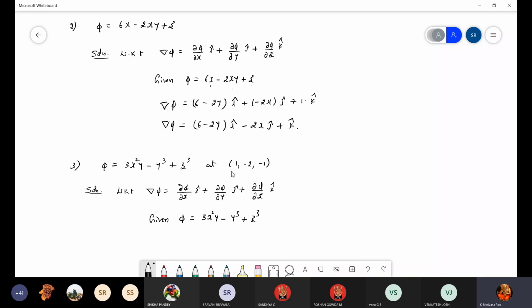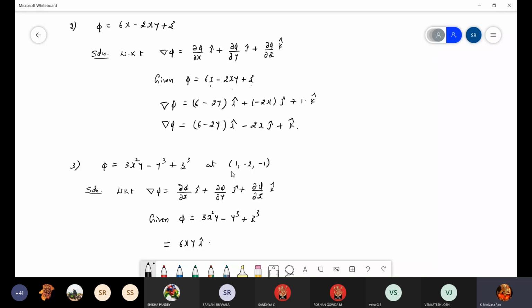See, if you want, you can substitute phi for each term. Otherwise, you can differentiate. So what is dou phi by dou x? The same phi you have to differentiate with respect to x. You will get 6xy. Is it right? Yes, sir. Into i cap.